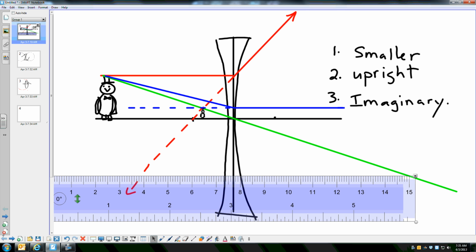Whenever you have an image made of dashed lines, it's going to be imaginary. On my mirrors, I had dashed lines behind the mirror because light does not go through mirrors. Those were the imaginary images for mirrors. In a mirror, if the image was over here, that'd be imaginary. For a lens, if it's on the same side, it's imaginary. I hope that helps a little bit.